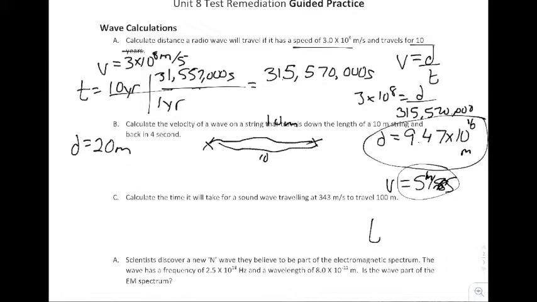You should be able to figure out that it's about 0.3 seconds. We'll round it up a little bit. Okay, and the next one. Another calculation says scientists discover a new wave they believe to be part of the electromagnetic spectrum. It says the wave has a frequency of this and a wavelength of that. Is it part of the electromagnetic spectrum?